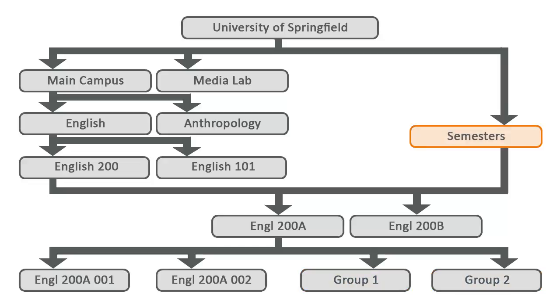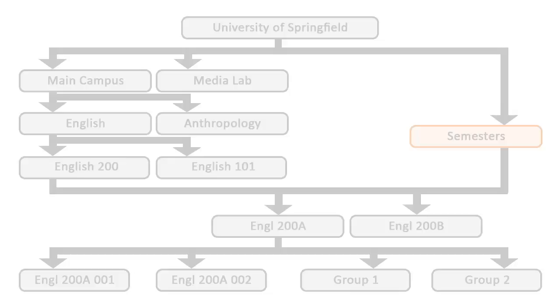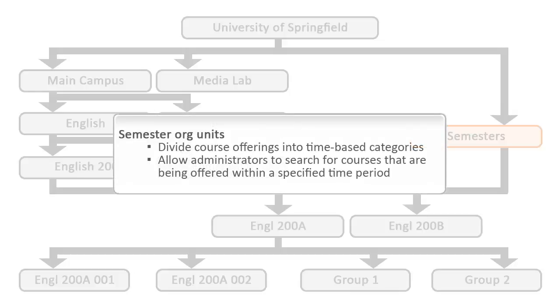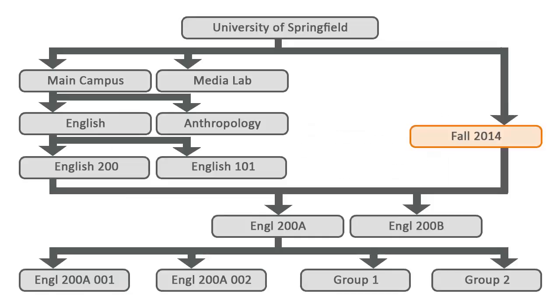Finally, we will discuss semesters. Semesters are an optional org unit. You can use semesters to divide course offerings into time-based categories. Dividing course offerings into semesters allows administrators to search for course offerings that are being offered within a specified time period. For this example, the org structure depicts the course offerings for the fall 2014 semester.